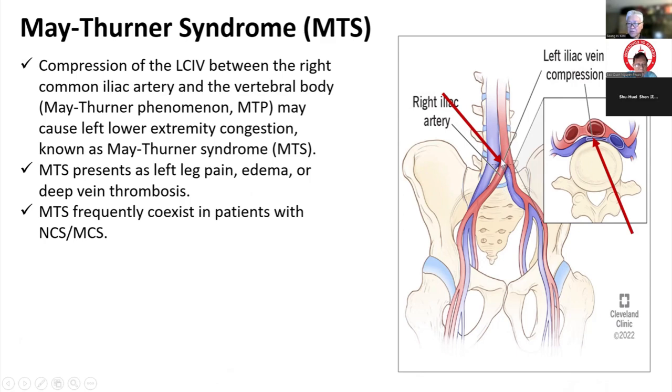The May-Turner syndrome, as I said, is caused by compression of the left common iliac vein between the right common iliac artery and the vertebral body. So the right common iliac artery is in front, this is the compressed left common iliac vein, and this is a vertebra. May-Turner syndrome presents as left leg pain, edema, or in some cases, deep vein thrombosis.